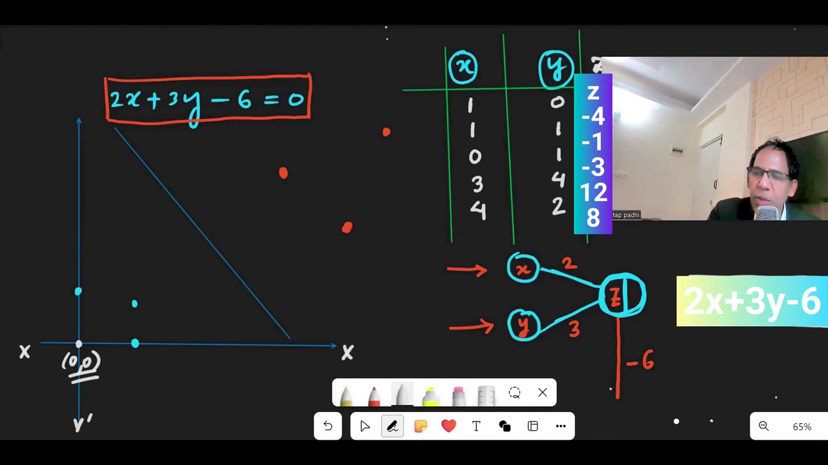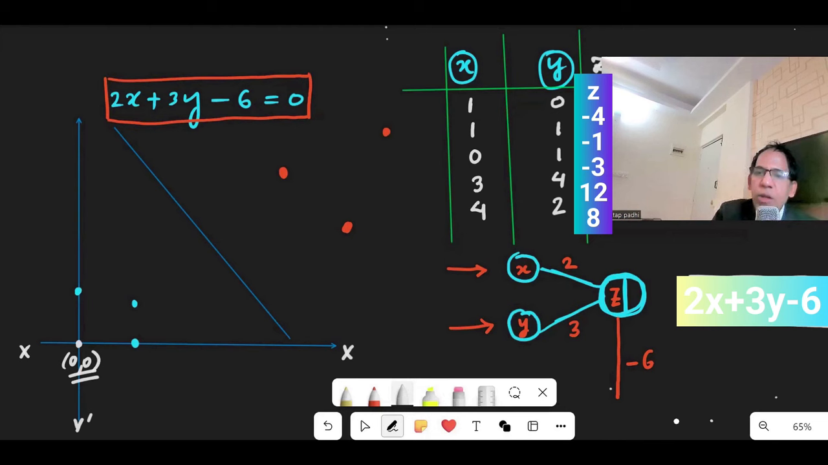So when I say this is my neural network, my perceptron or neuron, whatever you say, my perceptron is only a linear classifier. Now here, I've already written 2x plus 3y minus 6. So you just put the values and you find the z value, okay? So 2x plus 3y everywhere, then I will subtract 6, okay?